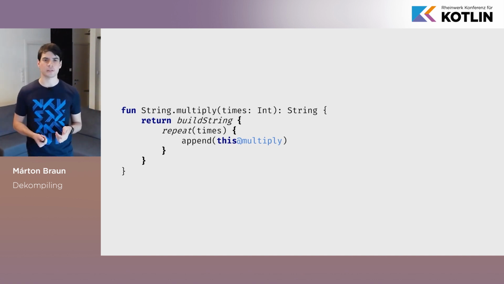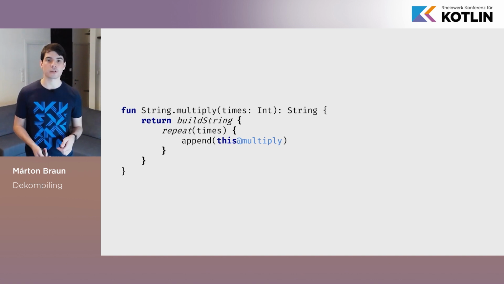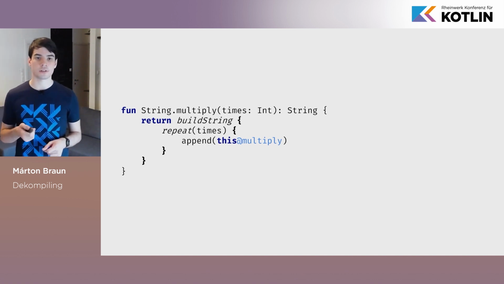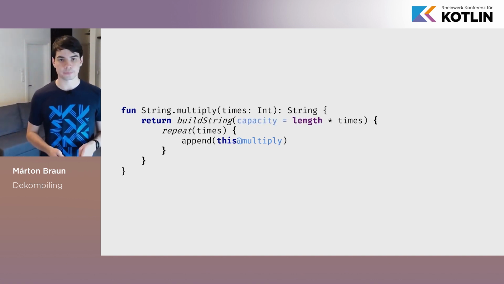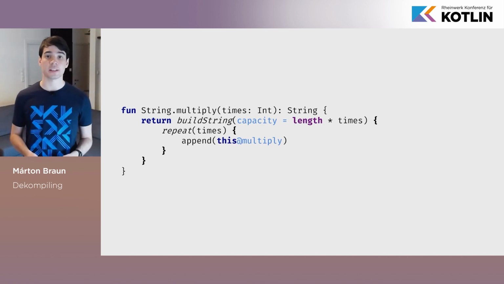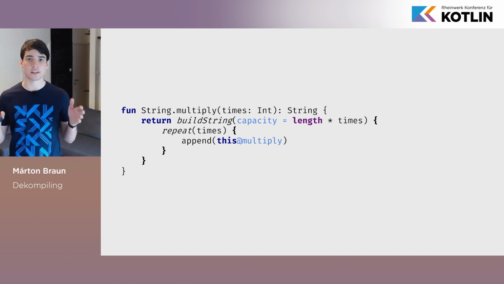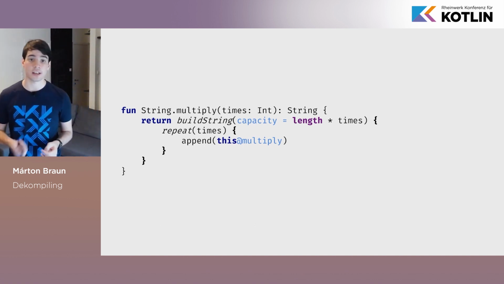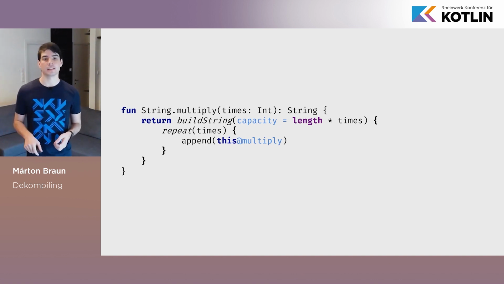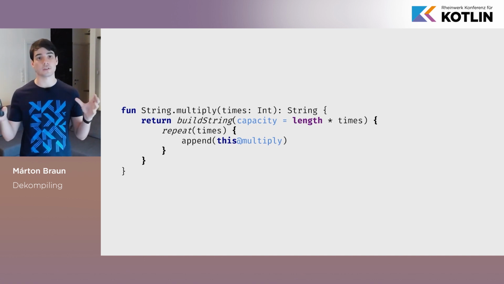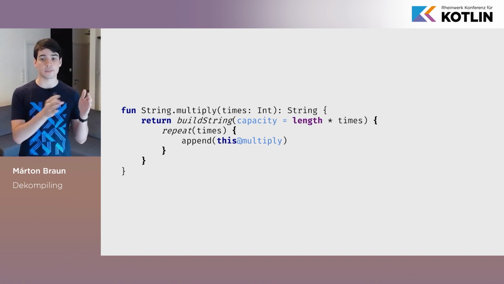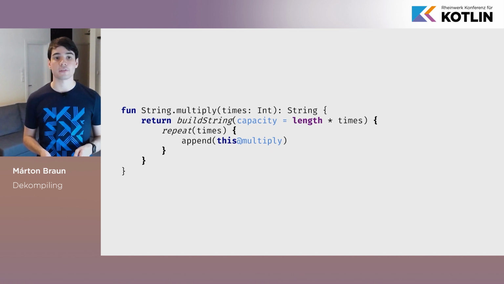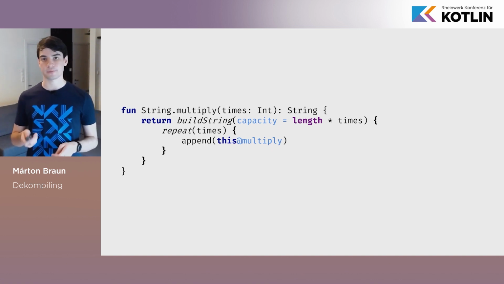And the way to easily do this now that we're using standard library functions is to use an overload of the buildString function, which takes the initial capacity of the string builder to use. Since we know the exact size of the result string that we're going to have, we can just calculate that using length times times and pass that in so that the string builder is immediately allocated to the correct size, and that array is just being filled up as we're progressing through our repeated loops.